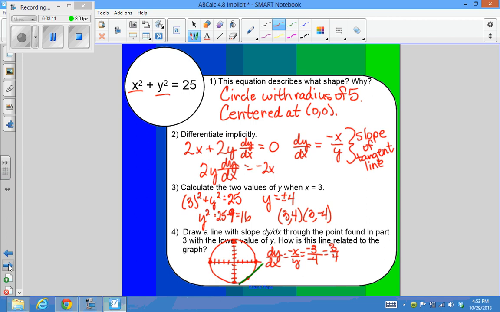Okay. That line is related to the graph in that it is the tangent line. I could also have a tangent line up at the point 3, 4, over 3, up 4, right in here. I could have a tangent line there as well. That is not the one that it asked me for, but I could certainly have that line without any problem.